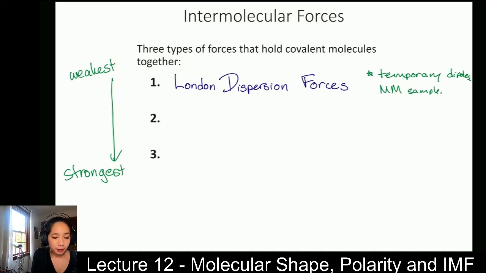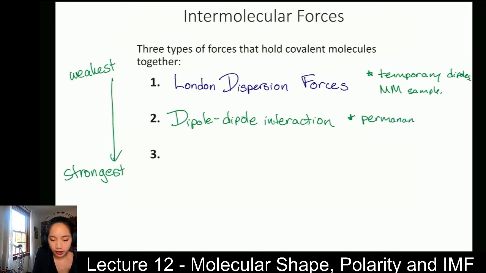The second type of intermolecular force that we're going to learn about are dipole-dipole interactions. And this type of intermolecular force, you need to look for a permanent molecular dipole. Essentially, the molecule must be polar. So again, we're bringing in concepts from that last discussion of molecular polarity.